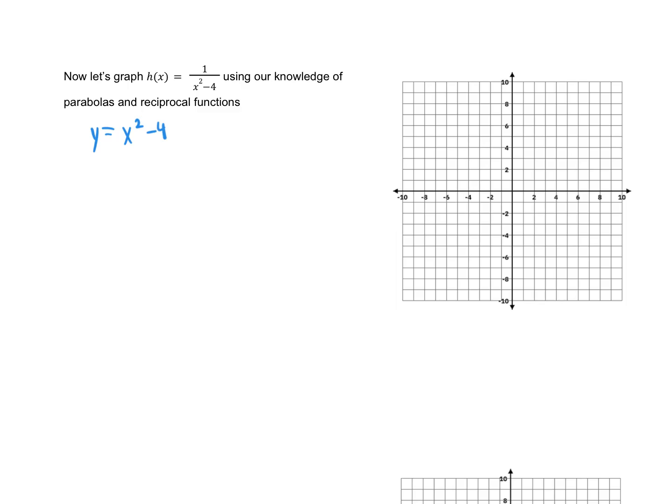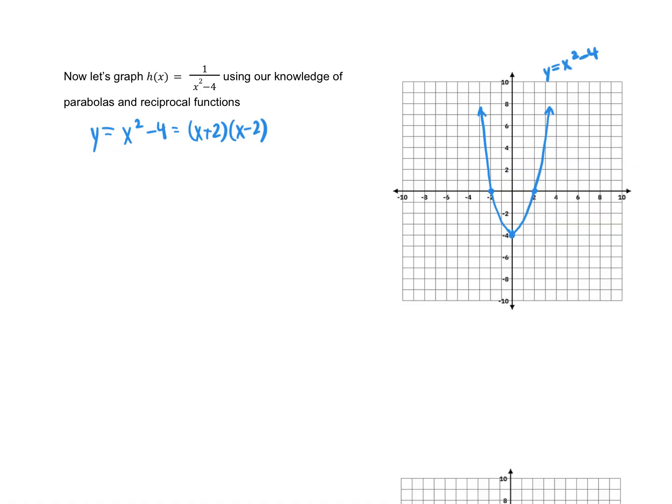I can see it like that, or I could also factor this and see that my x-intercepts are at -2 and 2. So I know that's there. From the other form, I know that the vertex should be at 0, -4. To me, that's good information, and I'm going to go ahead and connect the dots. Okay, and that was y equals x squared minus 4.